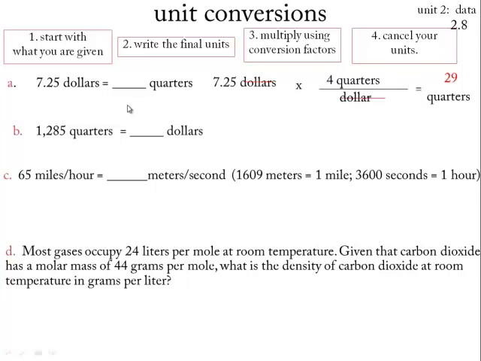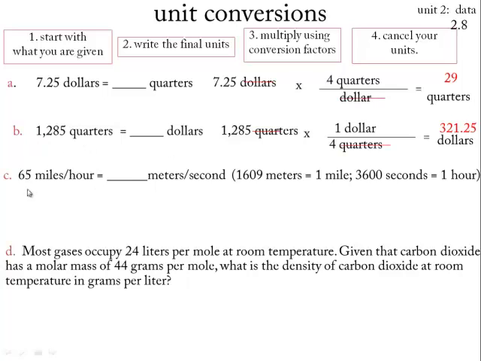Okay, a little quicker. For this one, there's what you're given, there's where you're going, and in this case you better write $1 is the same as 4 quarters, so that quarters over quarters cancels. And you get 1285 divided by 4, which is $321.25, and that's about what you'd estimate, right?